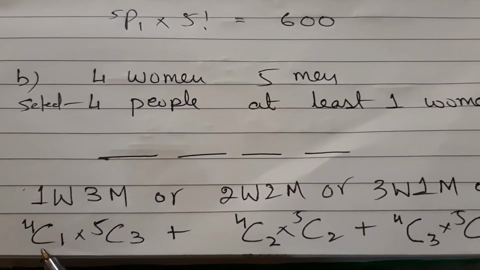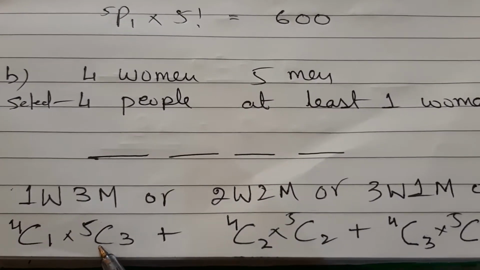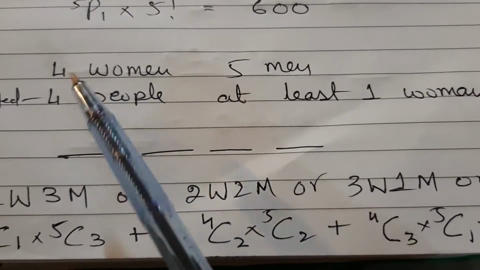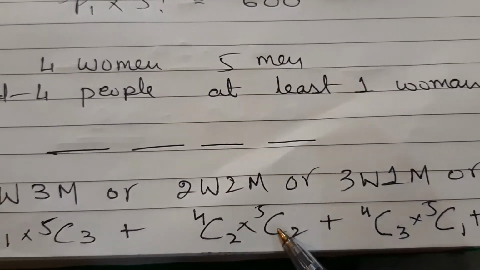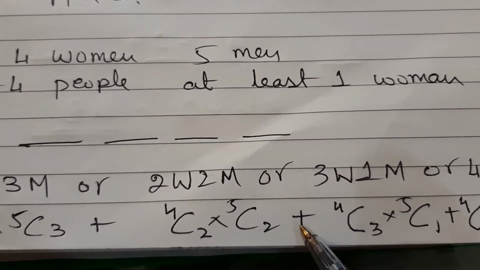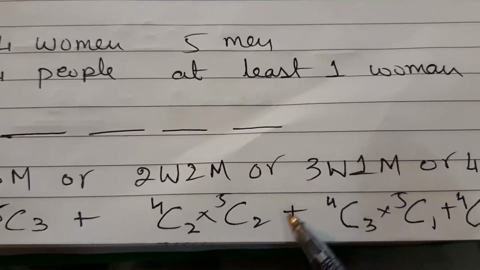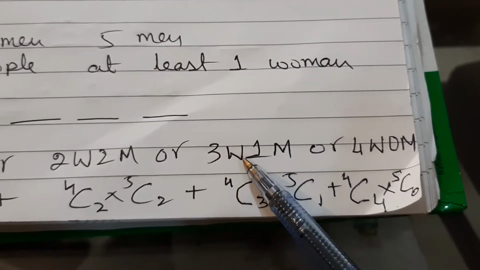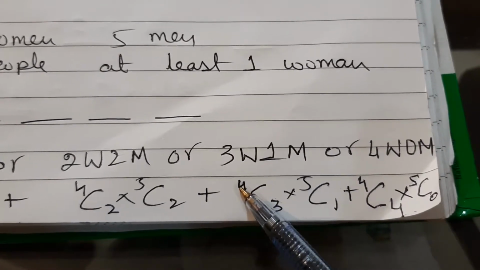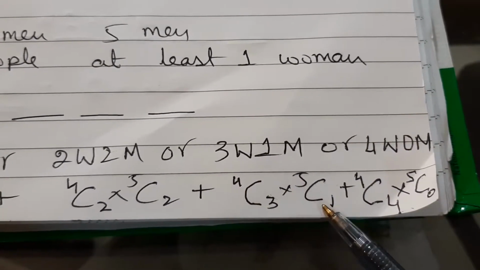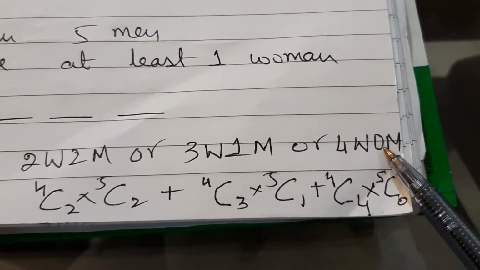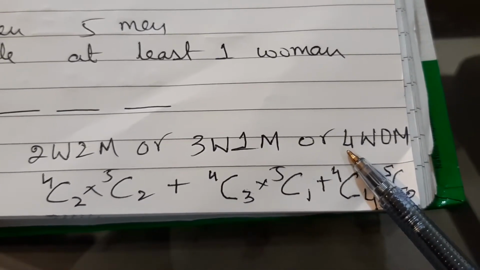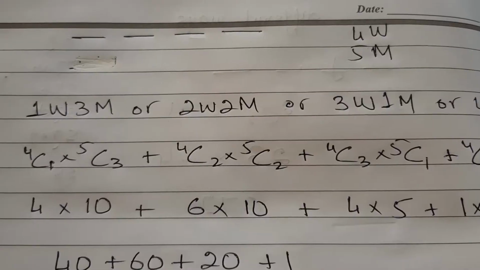4. So 4C1 into 5C3, or plus 2 women, 2 men. So 4C2 and 5C2 because men are 5. Or, I told you whenever it is or, it is addition. If you can understand logic, it's fine. Otherwise, this is also one way to remember it. 3 women, 1 man. Total women were 4. So 4C3 into 5C1, or 4 women, 0 men. 4C4 into 5C0. This is the case which mostly students forget to mention. So and then you can find the answer.